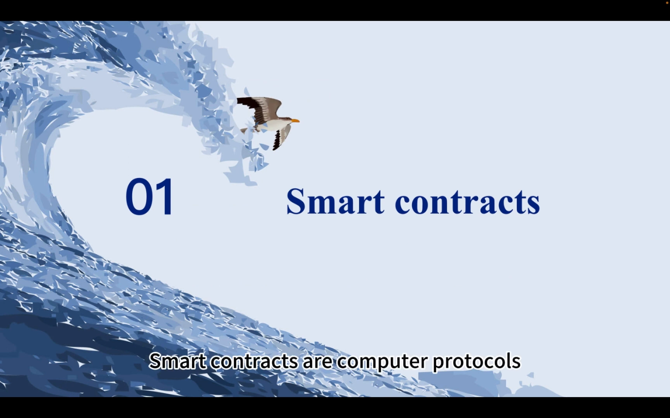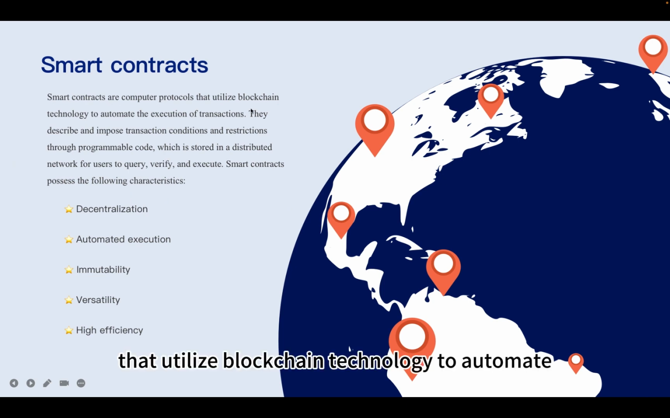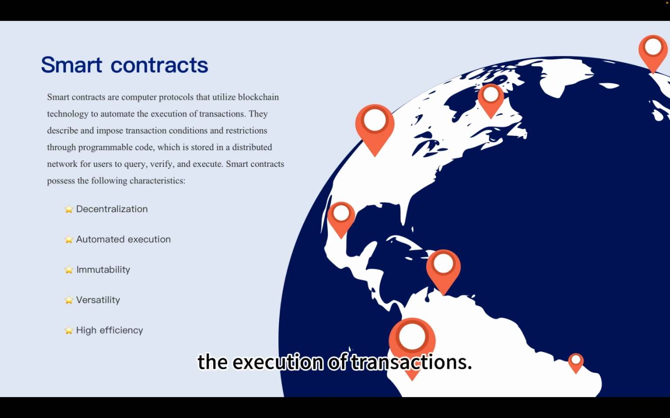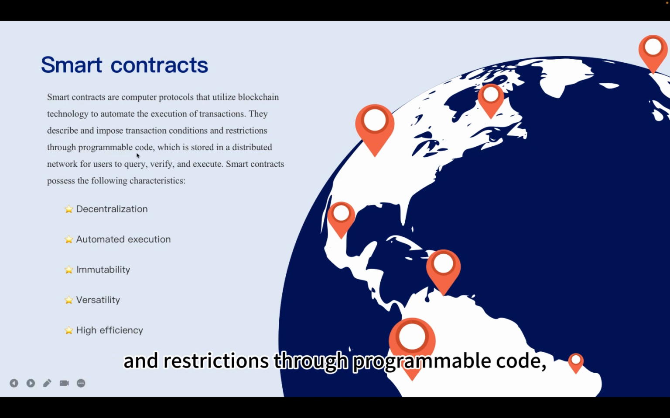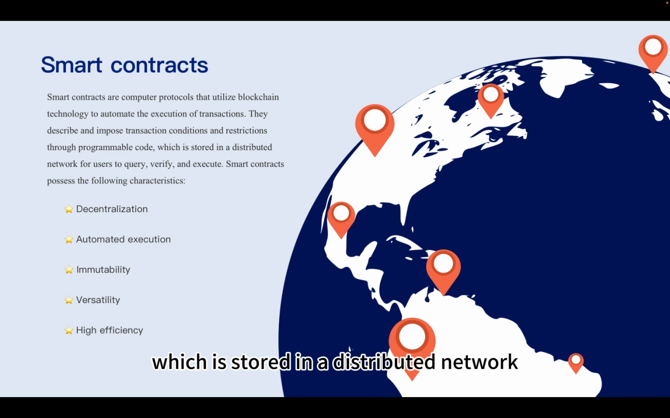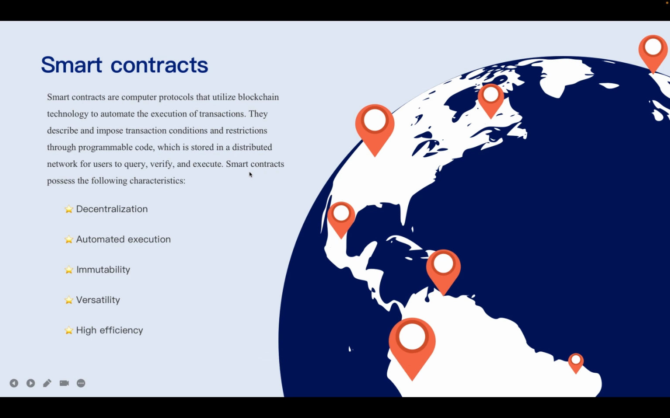Smart contracts are computer protocols that utilize blockchain technology to automate the execution of transactions. They describe and impose transaction conditions and restrictions through programmable code, which is stored in a distributed network for users to query, verify, and execute. Smart contracts possess the following characteristics.